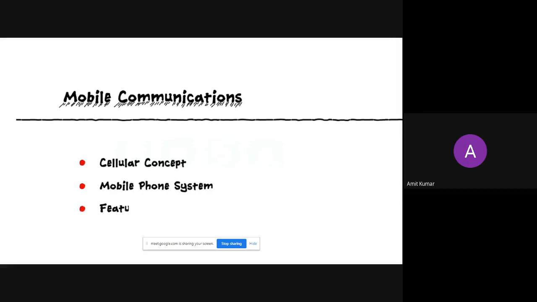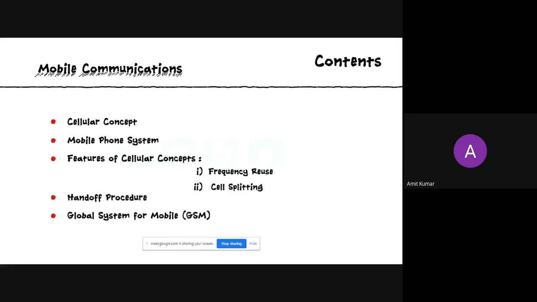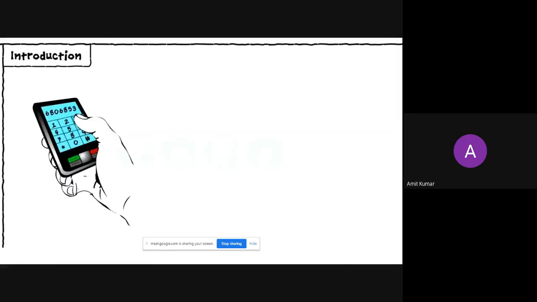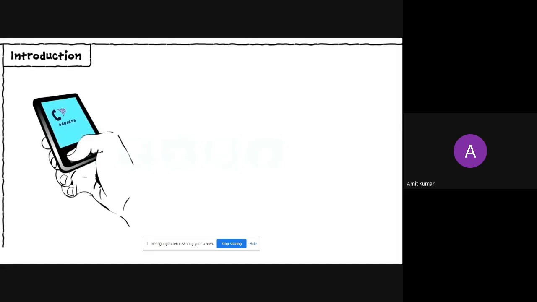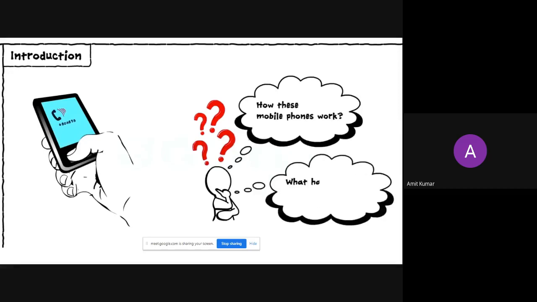We will learn about mobile communications, wherein we will study about cellular concept, mobile phone system, features of cellular concept such as frequency reuse and cell splitting, handoff procedure, and global system for mobile or GSM. When we have to call someone, we just take out our mobile phone and dial the required number. But has anyone ever wondered how these mobile phones work? What exactly happens when we make a call from our mobiles?